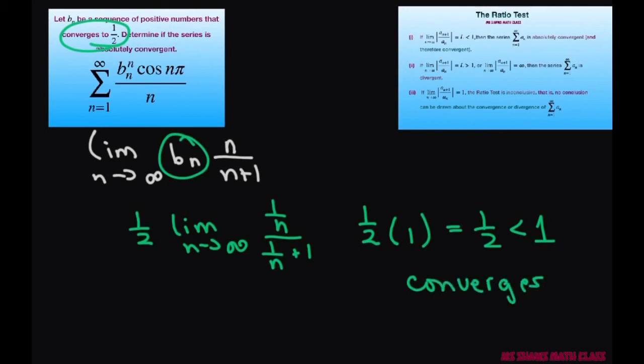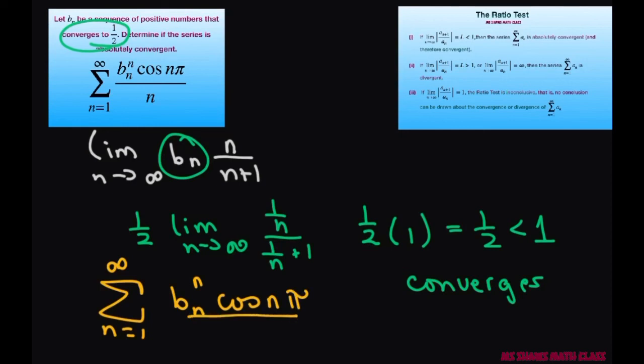So our whole series, n equals 1 to infinity of b sub n to the nth power times cosine of n times pi, divided by n, is absolutely convergent. I'll just put absolutely here.